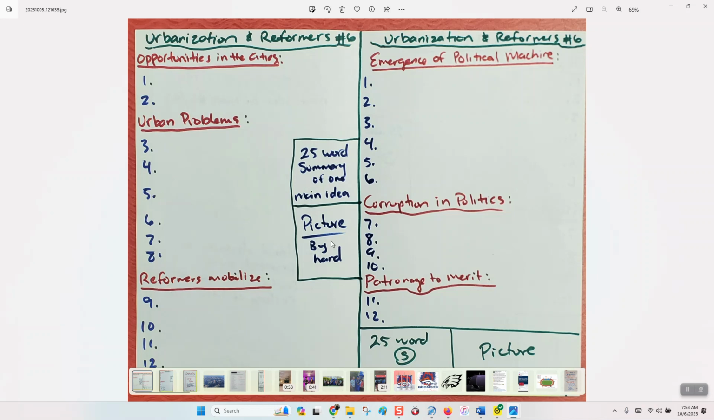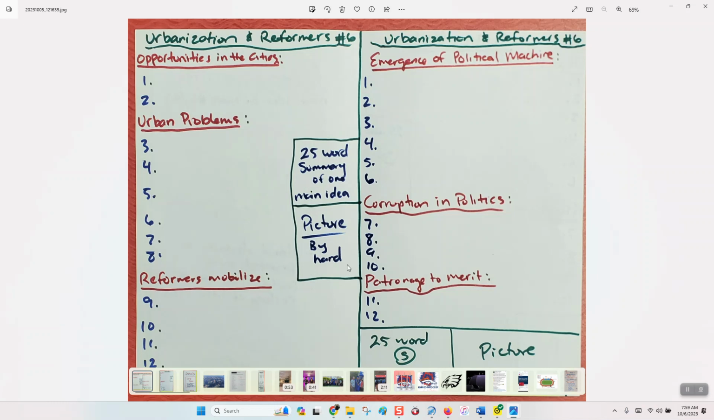You're also going to write a 25-word summary and a picture by hand. As you can see, I drew 2 boxes here. I'm going to write quickly the 25-word summary here. You don't have to double space it here. It doesn't have to be numbered here. And then you have to draw a picture by hand. Some idea that you wrote about, like in the urban problems, if you write about dirty water and then you draw a river and it's all black, that shows me that you understand that.